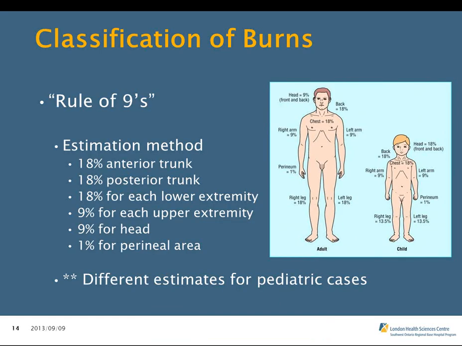So the other quick estimation rule is the rule of nines that we could use. It is an estimation method, and if you look here, what you'll see is that there are differences between adults and pediatrics, largely because the pediatrics have a larger head, so there is more percentage TBSA involved in any injuries to the head in a pediatric patient. But essentially for adults, this is the number format that you could remember. It's fairly straightforward. Anterior and posterior trunk each 18%, 18% for each lower extremity, 9% for each upper extremity, 9% for the head, and 1% for the perineal region.